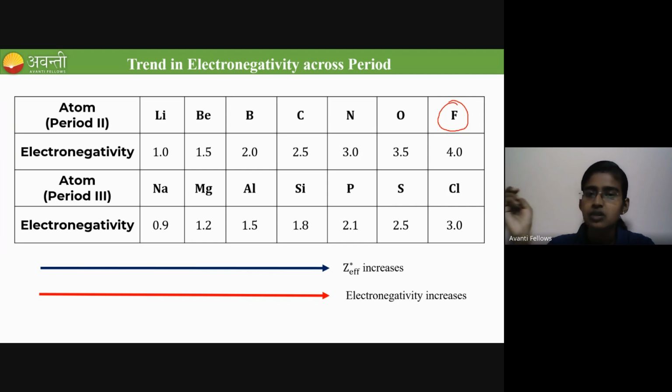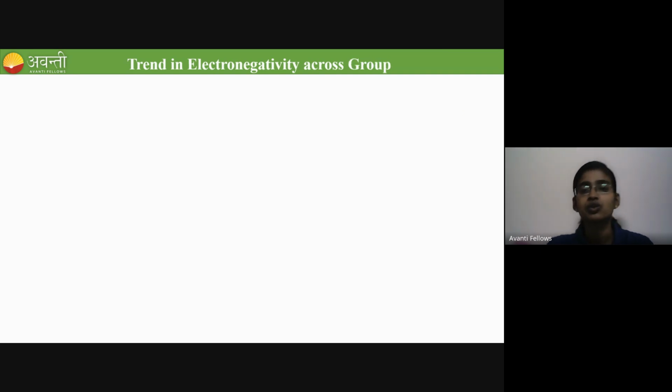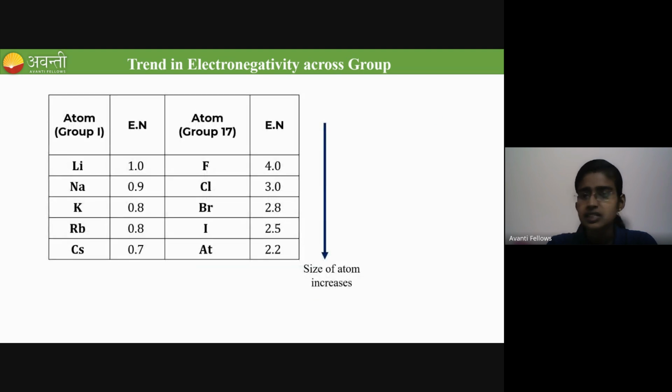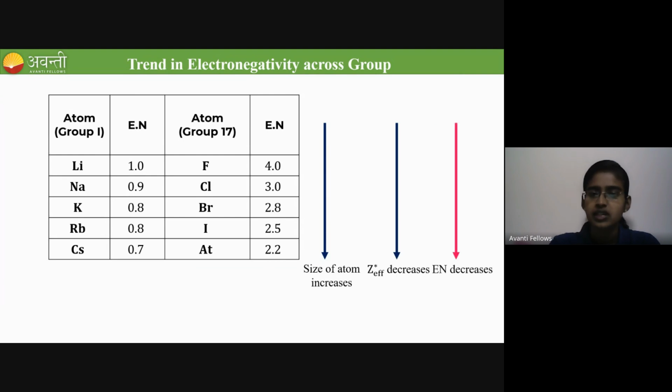The second most electronegative element is oxygen with the value 3.5. And third most are nitrogen and chlorine. Got it? Fluorine, oxygen, nitrogen and chlorine. So this is the trend across the period. Now the trend on moving down the group: the size of the atom increases and effective nuclear charge decreases, so electronegativity also decreases. So across the period it increases, and on moving down the group it decreases. That's all. So this is the trend of electronegativity.